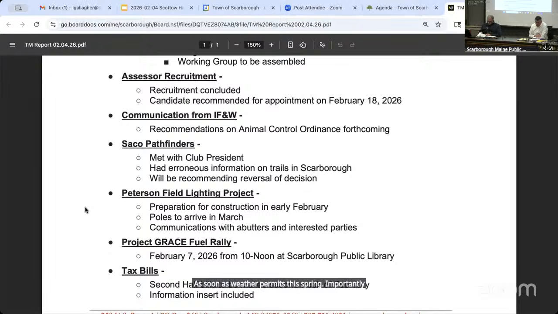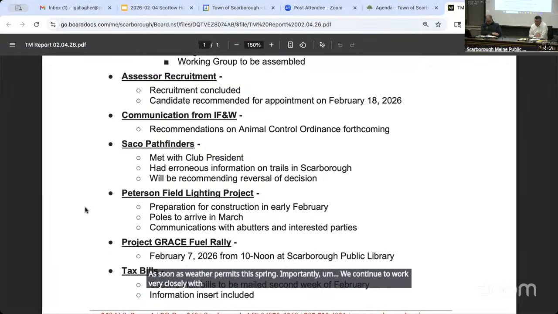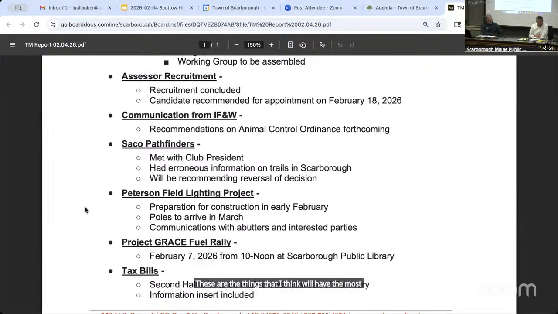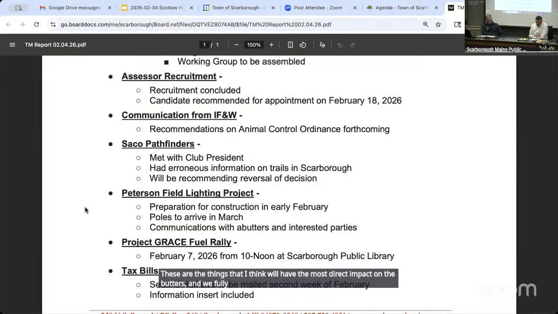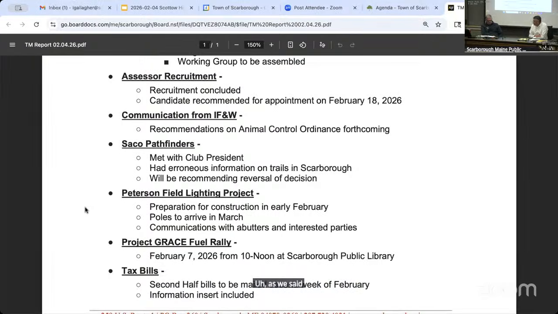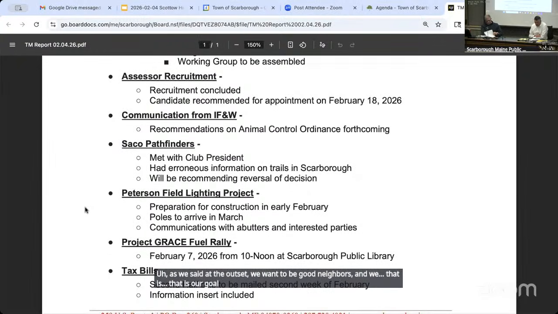Importantly, we continue to work very closely with Scarborough Little League in putting in place very clear protocols in terms of how we're going to operate this, hours and noise. And these are the things that I think will have the most direct impact on the abutters. And we fully appreciate, as we said at the outset, we want to be good neighbors, and that is our goal. So we will do our level best.